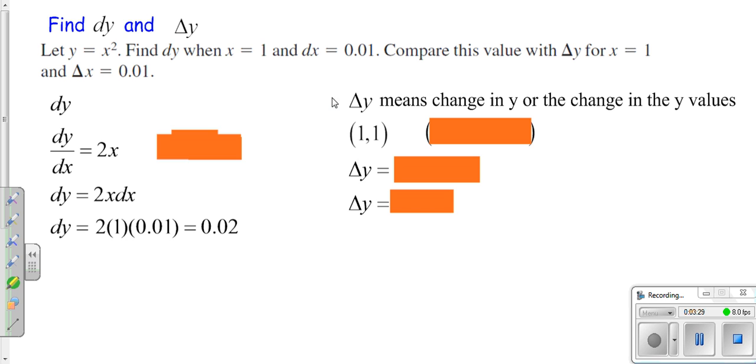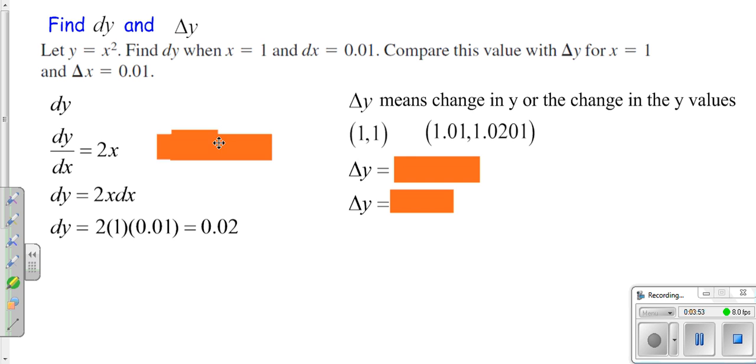But we have another point here. Our other point is 1/100th over, because it says our change in x. So we've got to go 1/100th over from 1. So that means it's 1.01, so 1 and 1/100th. If that's my x, to figure out my y, all I have to do is plug that in. 1.01, and then I square that in my function.